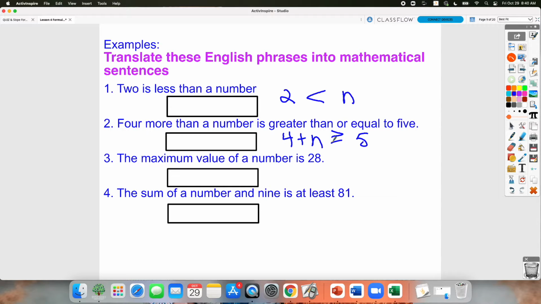All right, guys, I want y'all to try number 3 and number 4. Jot those down on your paper for me.